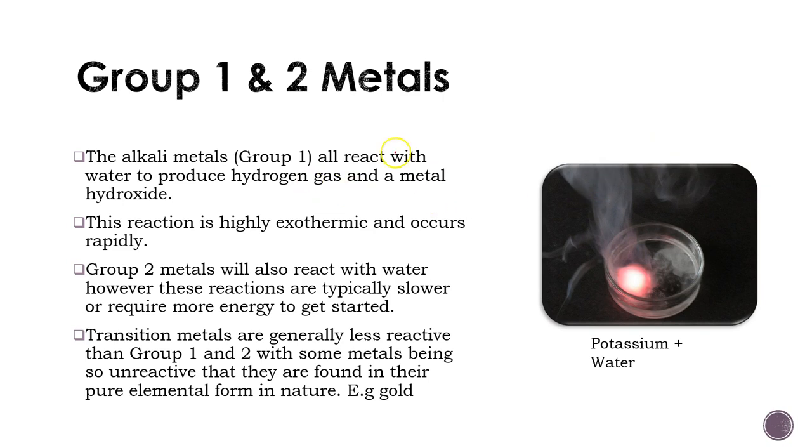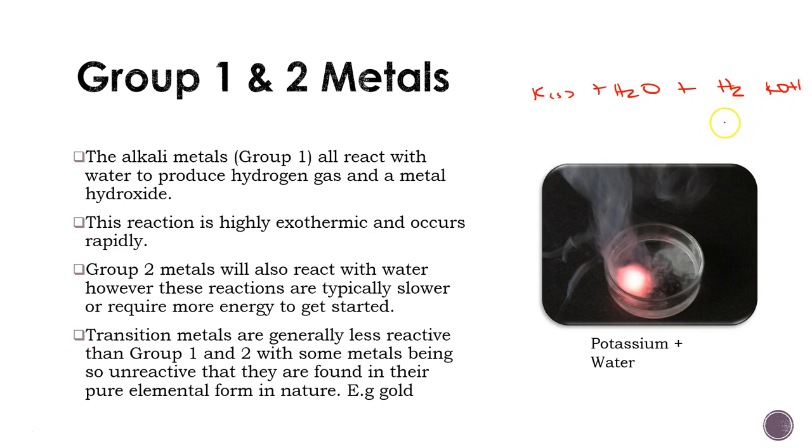So group 1 and 2 metals are known as the alkali metals and the alkaline earth metals. These react with water to produce hydrogen gas and a metal hydroxide. Okay, in this picture here, we have potassium and water. Potassium and water is going to produce hydrogen gas and potassium hydroxide.